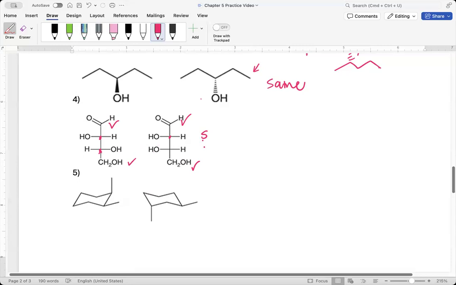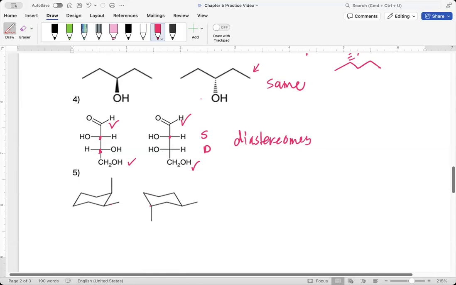Remember, if we have one chiral center that's the same and one that's different, that means that these must be diastereomers. Our definition of diastereomers was that there is at least one chiral center that's different, but not all of the chiral centers.